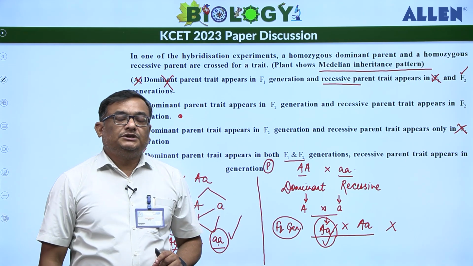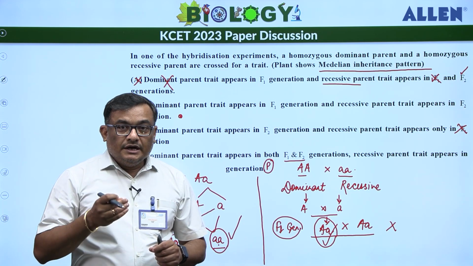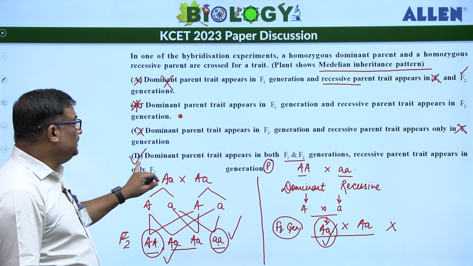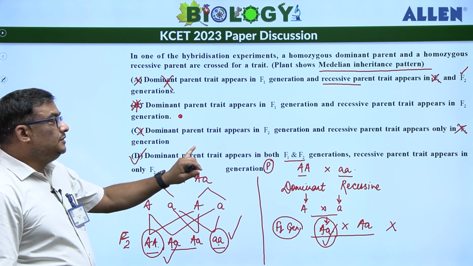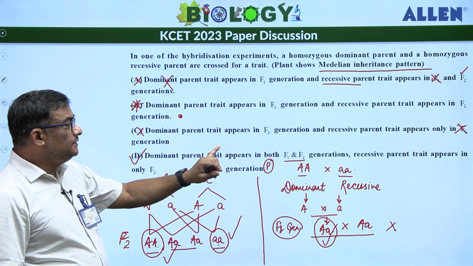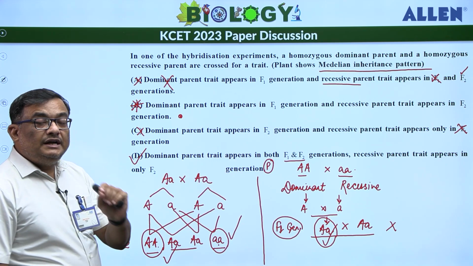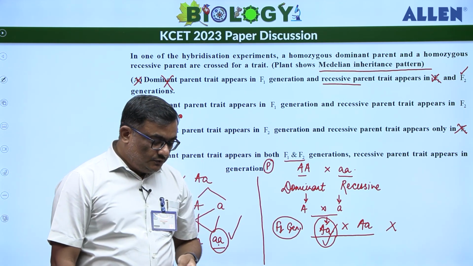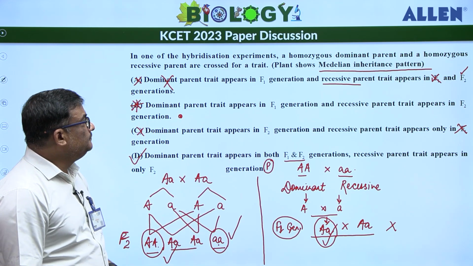Such type of questions, whenever you come across, give a thought on the question. So the answer is going to be option D. Dominant parent trait appears in both F1 and F2 generations, so recessive parent trait appears only in case of your F2 generation. I hope you people have understood what I am trying to say.